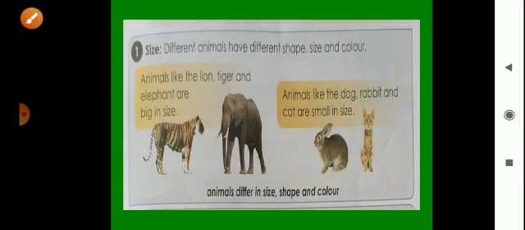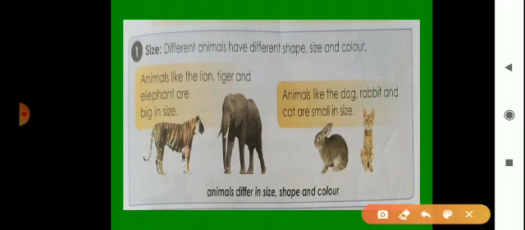Now look here. You will see the types of animals. What is here? Here is size. It means some are big and some are small animals. So look here. Different animals have different shapes, sizes and colors. Now look here, a tiger and then an elephant. Animals like the lion, tiger and elephant are big in size. These are big animals. And animals like the dog, rabbit and cat are small in size.